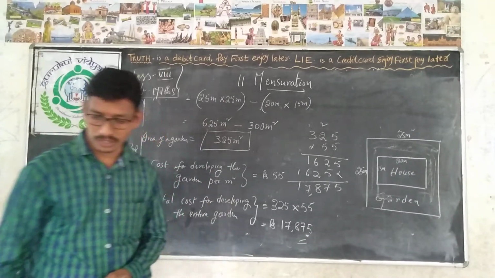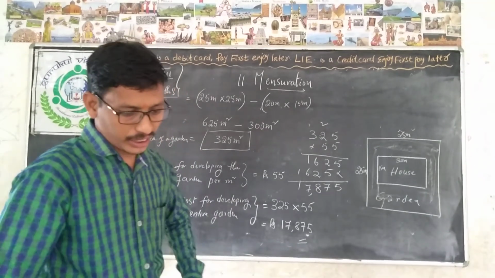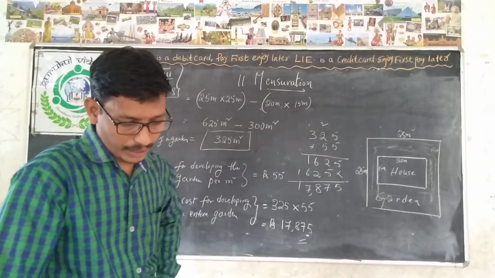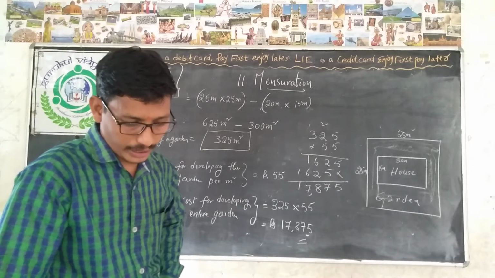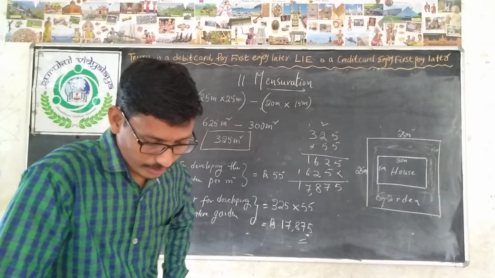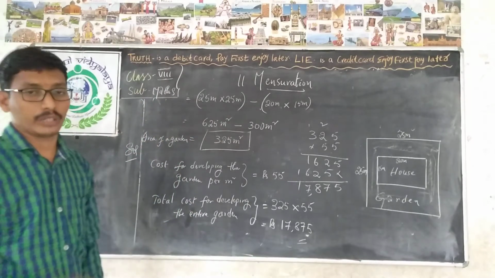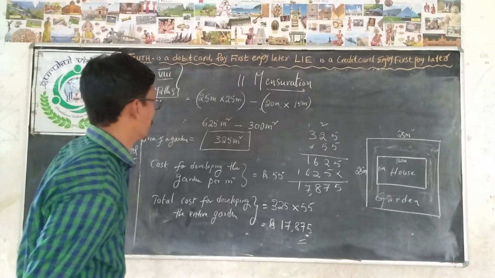Okay, coming to the next problem. Third one. The shape of a garden is rectangular in the middle and semicircular at the ends, as shown in the diagram. Find the area and perimeter of this garden. The length of the rectangle is already given. All of you try to understand this problem. Now I will try to do this.